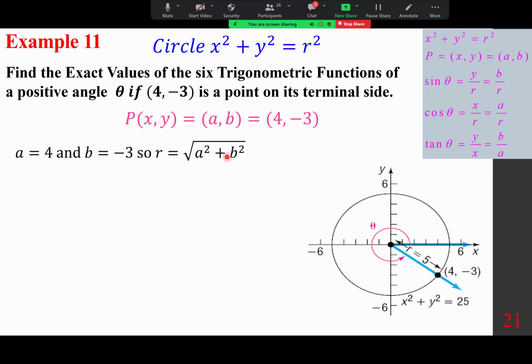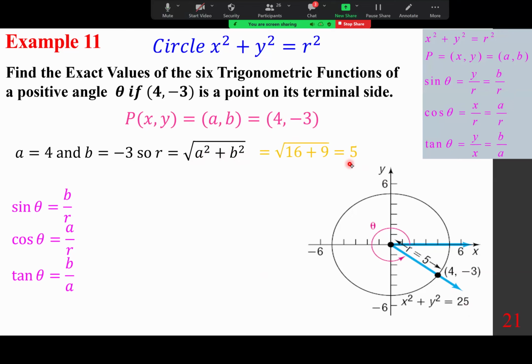R is square root of a squared plus b squared. Please pay attention, x squared plus y squared is r squared. So a squared plus b squared. So the coordinates get squared up. So this is 16, this is 9. They add up to 25. Square root of that is 5, and that's why we have it here, 25. Now that we have that, sine is b over r, so negative 3 over 5. Cosine is a over r, 4 over 5.